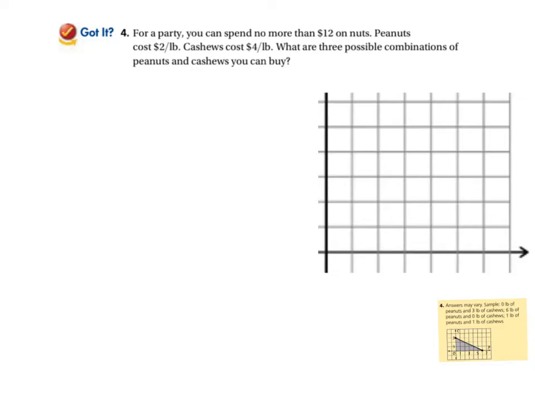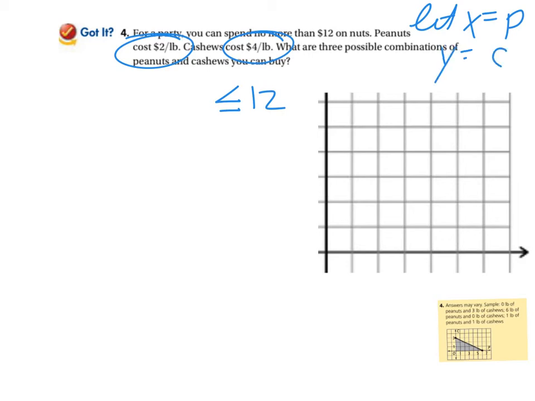Alrighty, so this problem here. It says for a party, you can spend no more than $12 on nuts. Okay, so before I even do anything, I know for sure what I'm going to write is going to be less than or equal to 12. That's where that comes from. Peanuts are $2 a pound. Cashews are $4 a pound. So I'm going to say let X equal pounds of peanuts, and Y is going to be pounds of cashews. Give it a pound sign. It's actually a pound sign, not a hashtag, people.